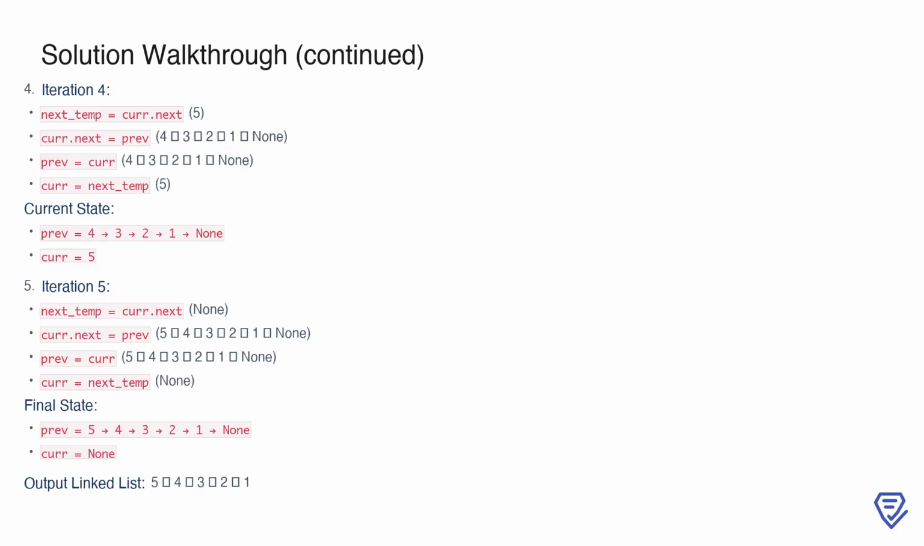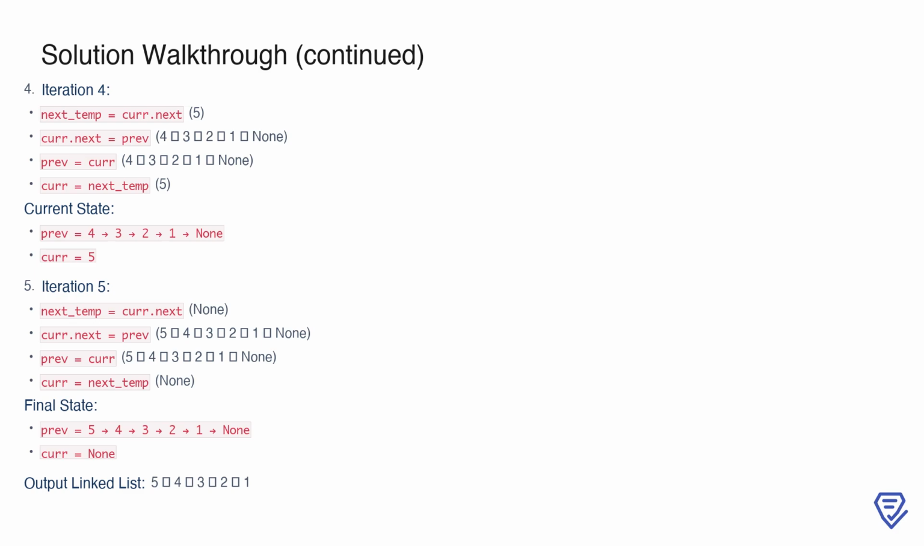In the fourth iteration, we store the next node, 5, in next_temp. We reverse the current node by making cur.next point to previous, which results in 4 pointing to 321 none. We then update previous to 4321 none and move cur to next_temp, which points to 5. At this stage, previous is 4321 none, and cur is 5.